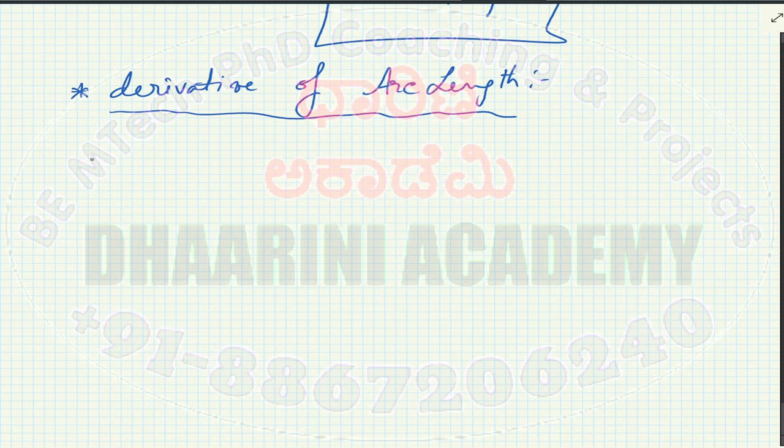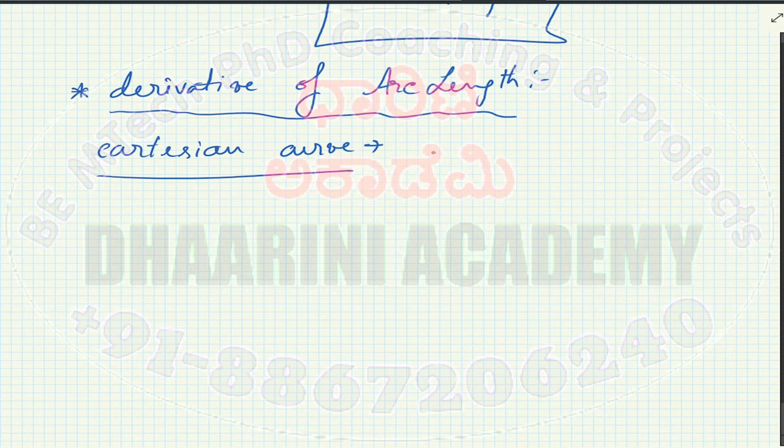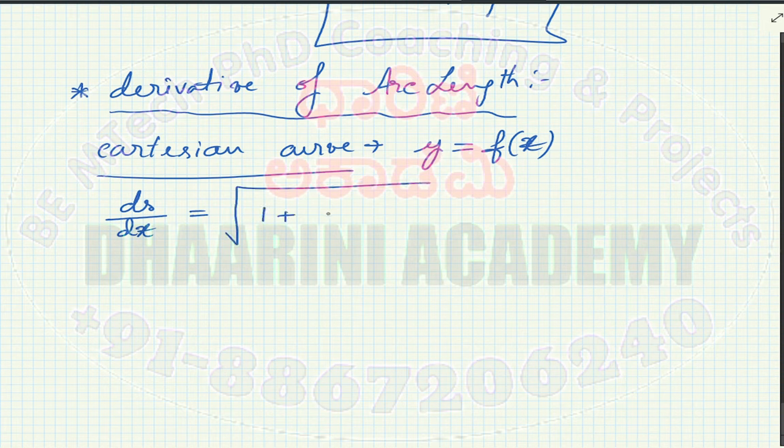For example, we have three types of representation possible. The first one could be the Cartesian. This is a Cartesian curve. How do you write a Cartesian curve? This will be in the following notation: y is equal to a function of x. If you have something like this, then we represent it in the following fashion. The derivative of arc length, s, with respect to x, ds by dx, is equal to the square root of 1 plus dy by dx the whole square. This is the first format.